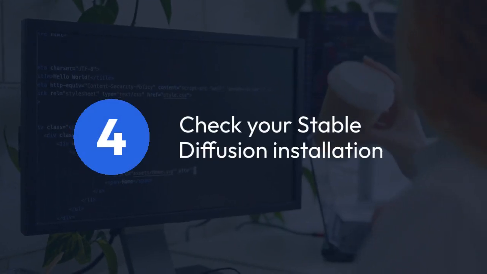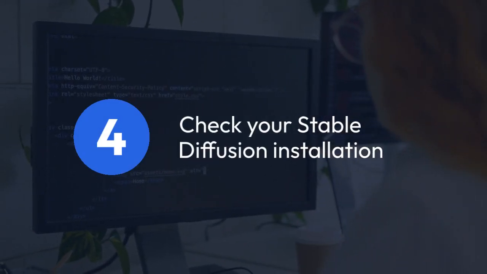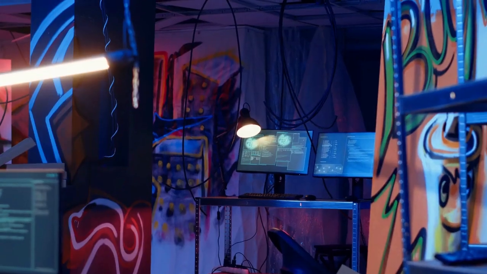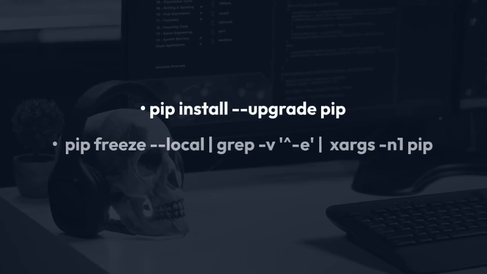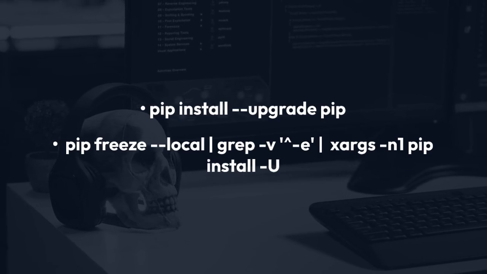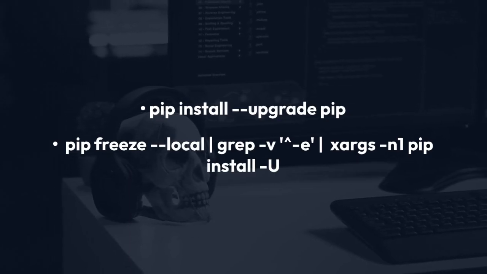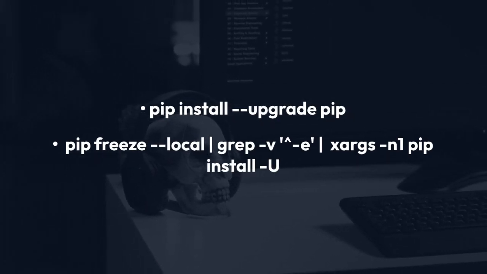4. Check your Stable Diffusion installation. Make sure your Stable Diffusion installation is up to date. Outdated versions might have dependency issues. Consult the Stable Diffusion documentation for instructions on updating the program itself. It is also essential to ensure that all your packages are up to date by using the command pip install --upgrade pip for upgrading pip, and pip freeze --local | grep -v '^\-e' | cut -d = -f1 | xargs -n1 pip install -U for upgrading all your local packages.